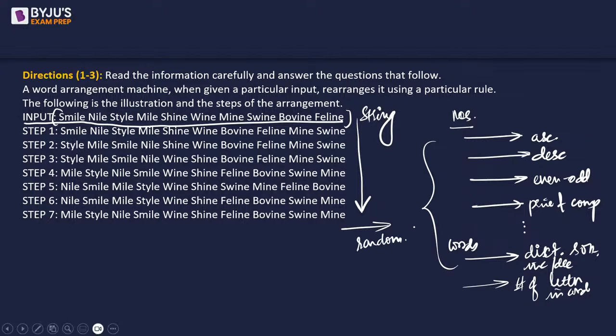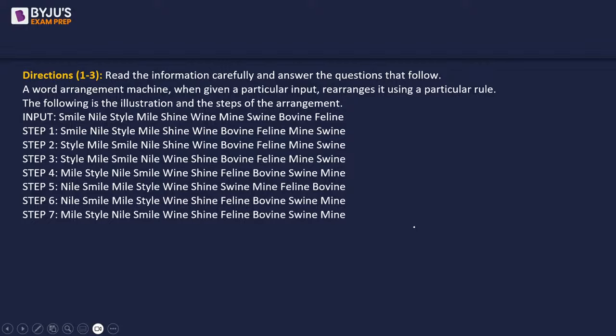So the only way to have a very good command over such questions is to solve as many varieties as possible, so that you come to know the different possibilities that the person who made the question can think about, isn't it? If you look at this particular question, we have the words smile, Nile, style, mile, shine, wine, mine, swine, bovine, and feline. All of these words end in E.